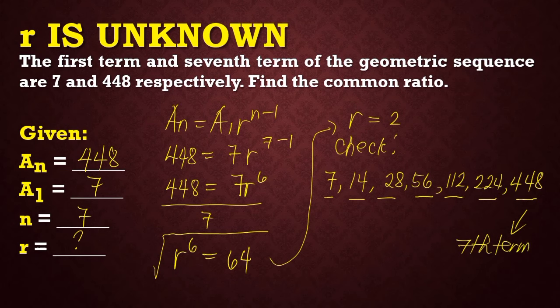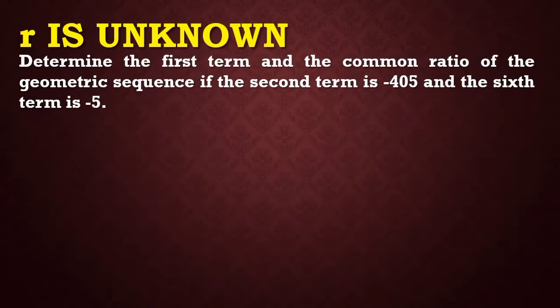So, 448 is the 7th term of our geometric sequence. So, ayan, kitang-kita po dito sa ating problem. Therefore, the common ratio 2 is correct. So, for our next problem, determine the first term and the common ratio of the geometric sequence if the second term is negative 405 and the sixth term is negative 5. So, dalawa yung hahanapin natin dito, yung first term and the common ratio.